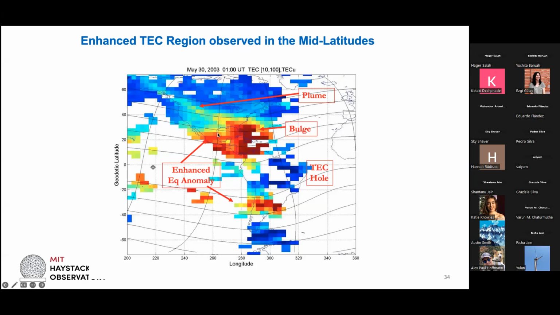So here's the plume. You can see this plume. You can see this bulge. You see this, what we would say is an enhanced equatorial anomaly in the TEC. So we're seeing that both north and south. We see this TEC hole that I just talked about. This is what's happening during a storm.